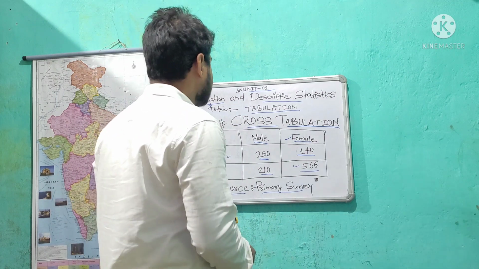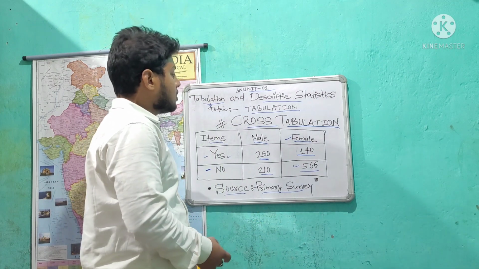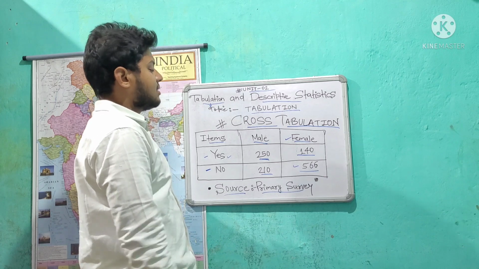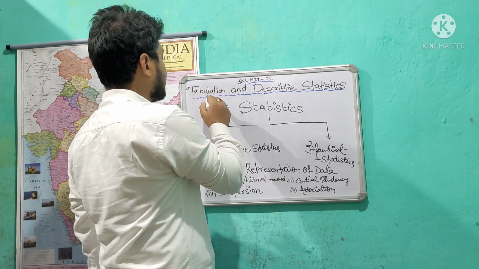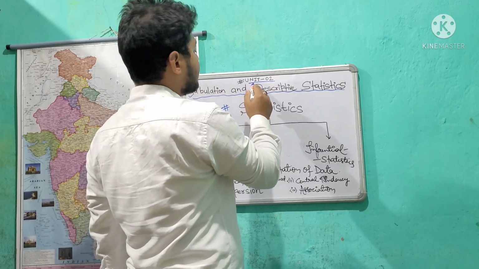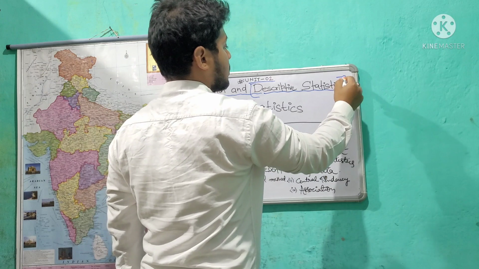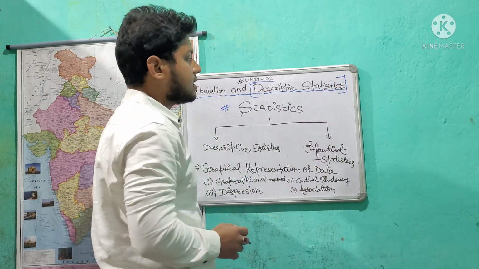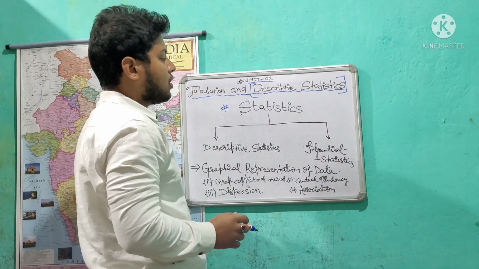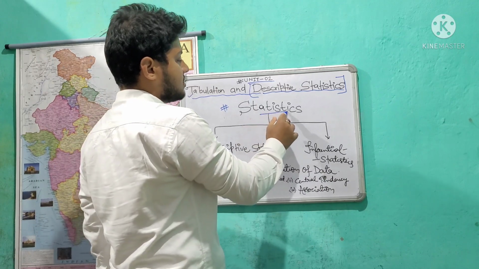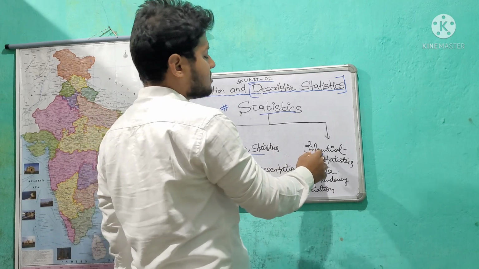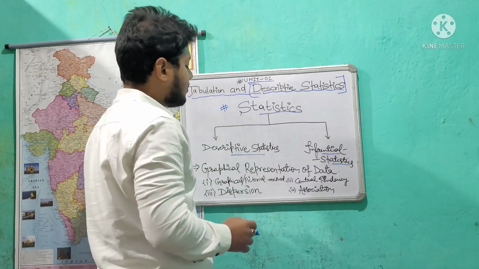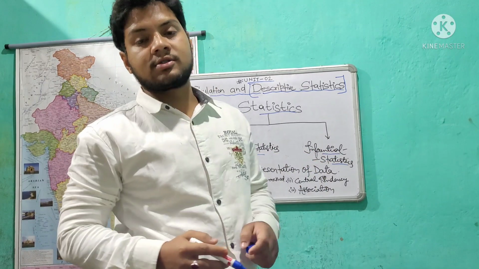Now as we are seeing, in cross tabulation we are simply making the table. Now tabulation is over, and we will see descriptive statistics. What is descriptive statistics? As we all know, statistics has two branches: one is descriptive statistics and another is inferential statistics. First of all, we will study descriptive statistics.